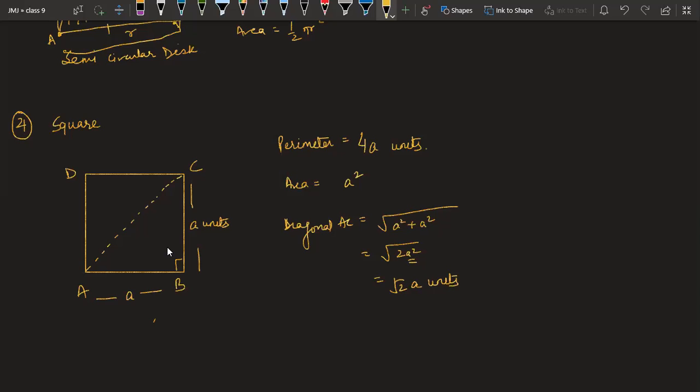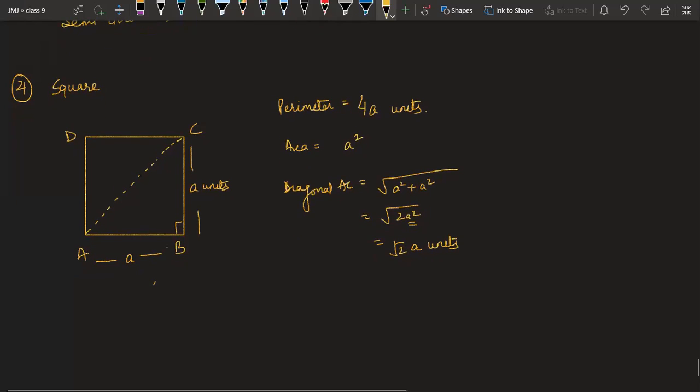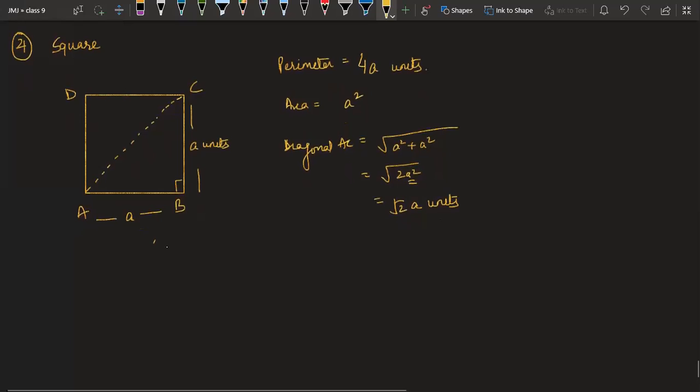No, Anoranjan, not half of area. It is simple. Diagonal can be obtained using Pythagoras theorem. That will be root 2A units. And we have learned that in the case of square and rectangle, the lengths of diagonals are equal. So in this case, either diagonal length is root 2A units only.